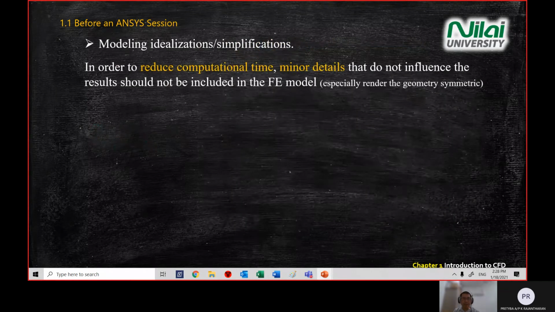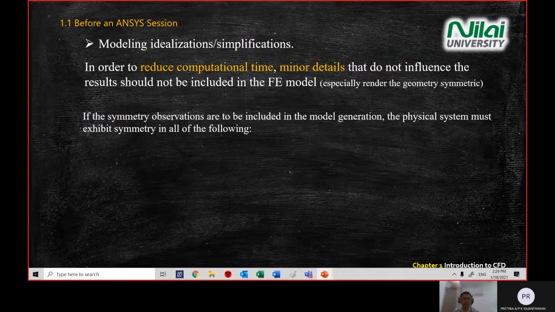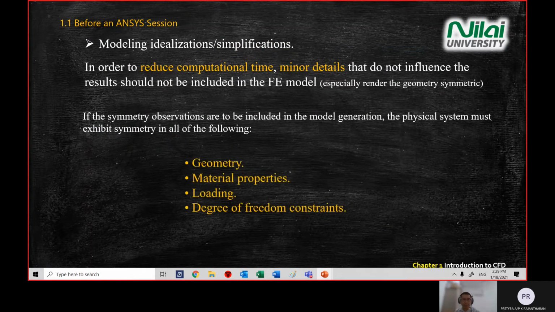And then simplification is on the detail or assumption. There are four things when you want to summarize or want to have a simplification or assumption. So you look at symmetry problems. If the 3D model you want to simulate is symmetric, then you can do simplification. So symmetry in the area of geometry, symmetry in the area of material, symmetry in the loading, symmetry in the degree of freedom.